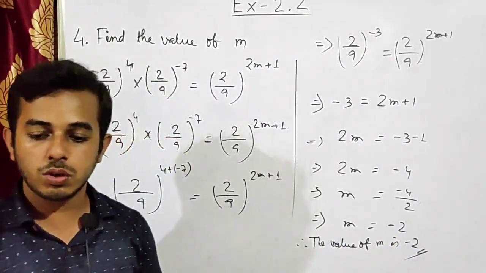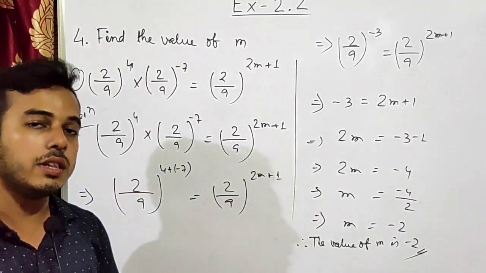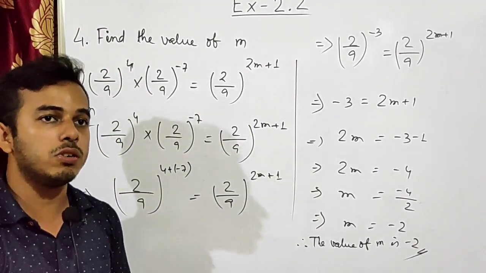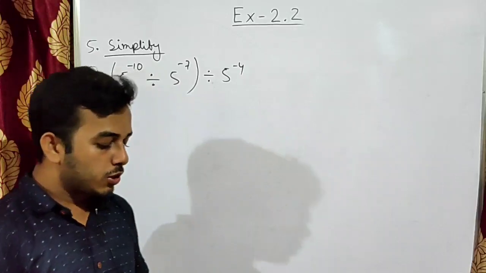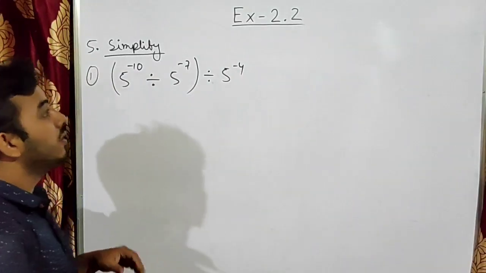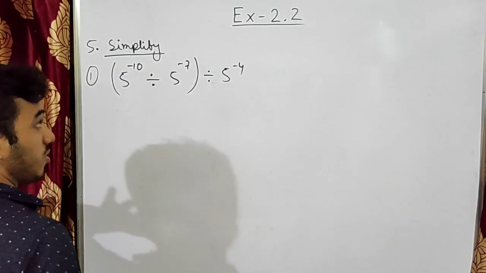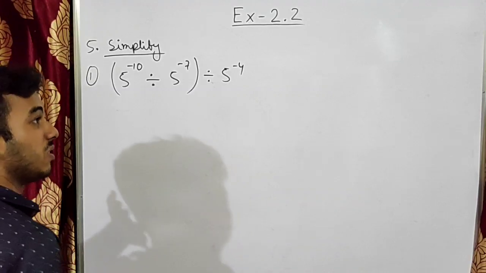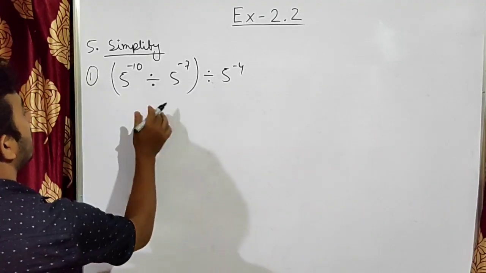So now let's move to question number 5. This one is also a simplification, and it is also easy. In this case also we have to simplify. These are very easy questions, and they are in the books. So let's solve.